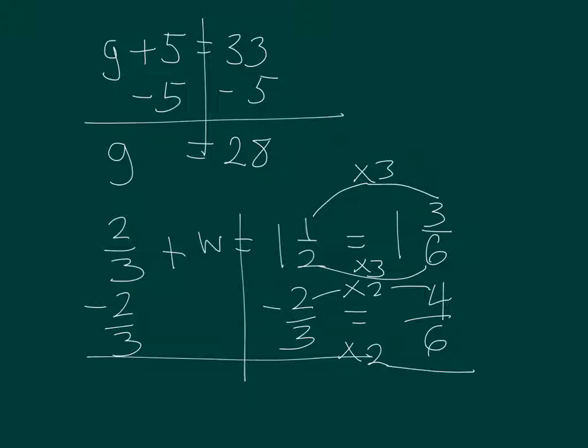And if you're saying, I'm not really sure how to do that, you could change this top number into an improper fraction. That might make it a little easier. So 6 times 1 is 6, plus 3 is 9. So 1 3/6 is 9/6, and the bottom is 4/6. So 9/6 minus 4/6 is 5/6.